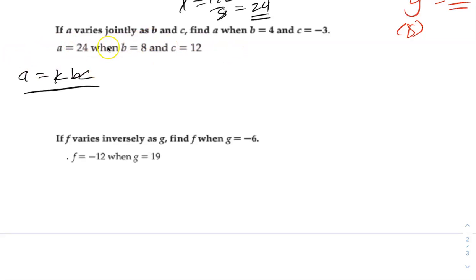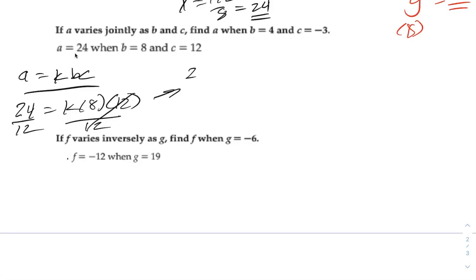So you use this to find K. So A equals 24. K is K. B is 8. And C is 12. So I'm going to divide both sides by 12 first, because I know I can do that. And I get 2 equals k times 8. And then I'll divide by 8. I get k equals 1/4. Instead of multiplying this out, I'm going to divide by 12, because I know 24 divided by 12 is something I could do. So I get k equals 1/4.